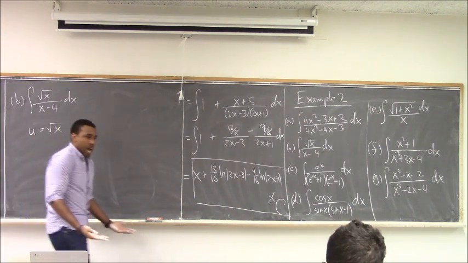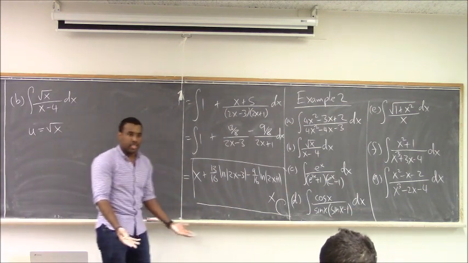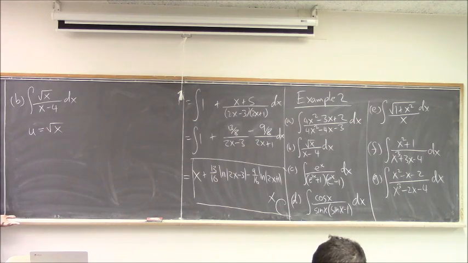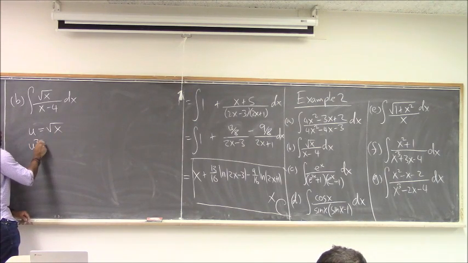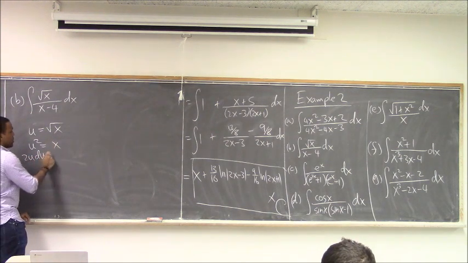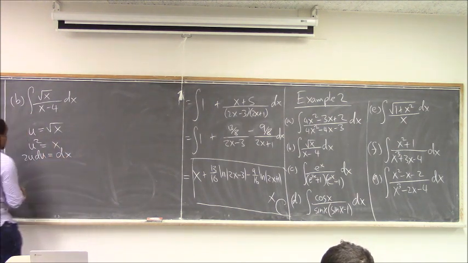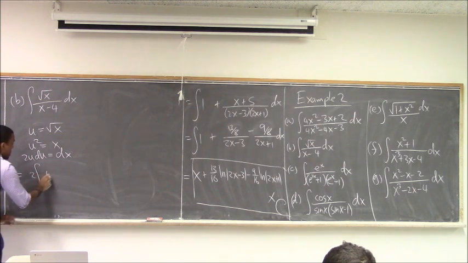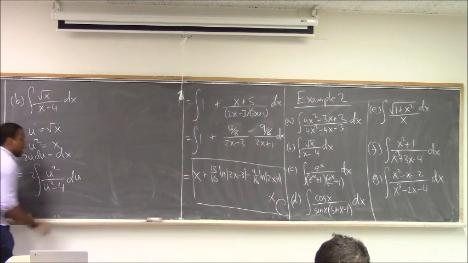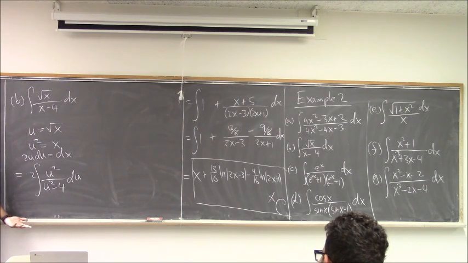It's ugly. How am I going to deal with a radical x and an x? Substitution. It's always going to be the third thing you think. You're going to do that, then you're going to have 2u du is equal to the dx. You're going to plug this in, and it's going to look like this. And now it's more obvious what to do, right?